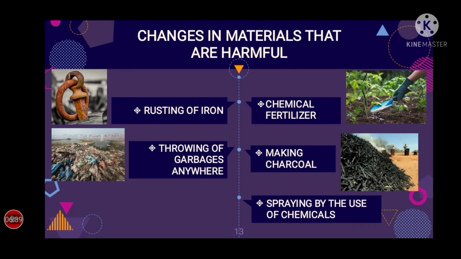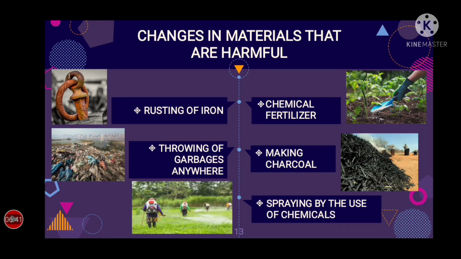And lastly, spraying with the use of chemicals. Why does it become harmful? Because the organic part of plants, the nutrients that it has, will now be contaminated by the chemicals that we use when we spray to kill pests, insecticides. So, it has an effect on the plants, just like rice. When we spray chemicals on it, it is not organic anymore because there are already chemicals added to the plant.